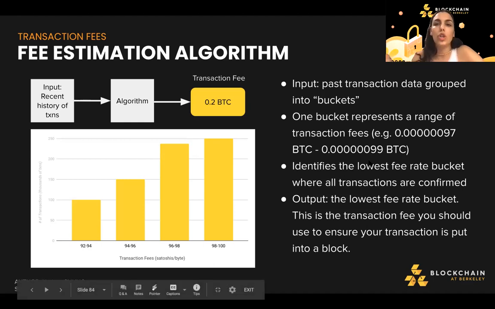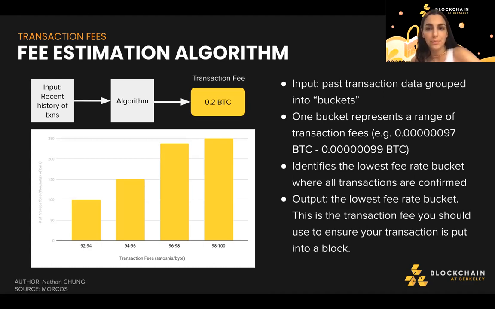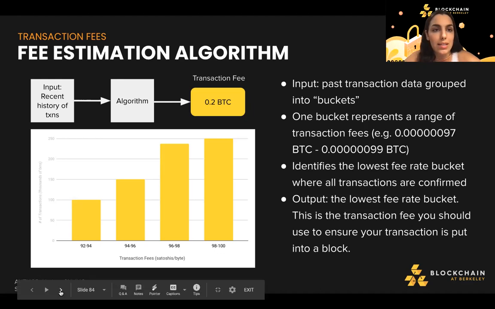And so they group this past transaction data into buckets, and a bucket represents a range of transaction fees. And these algorithms will spit out the lowest fee rate bucket where all transactions are confirmed. So it'll tell you that historically, if you use this transaction fee, you'll never get stuck in the mempool. You will always be included in a block. And so that's what's going to give you the lowest fee rate bucket. That's the transaction fee you should use to ensure your transaction is put into a block without wasting any extra Bitcoin in the process.